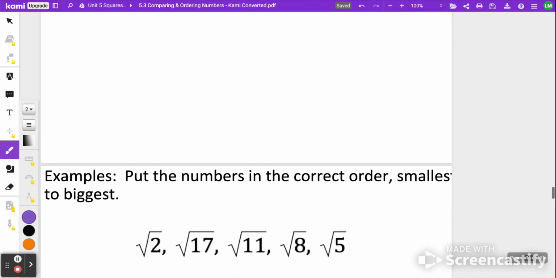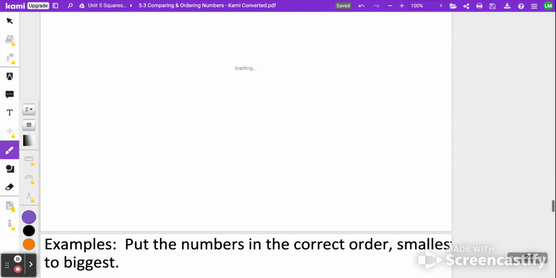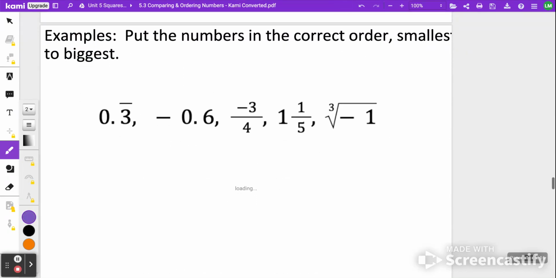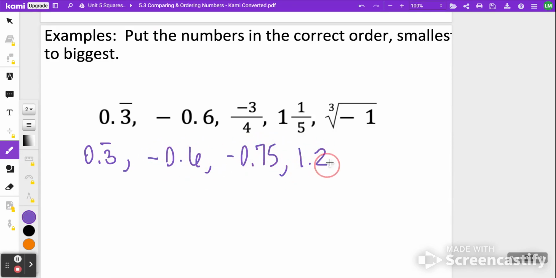We've got 2 more examples. The last one is actually not terrible. So let's go ahead and try these. Again, thinking about what they could be in their formats of decimals, I have 0.3 repeating, negative 0.6, negative 0.75, 1.2, and negative 1. Starting with your negatives, the highest negative I see is this negative 1.